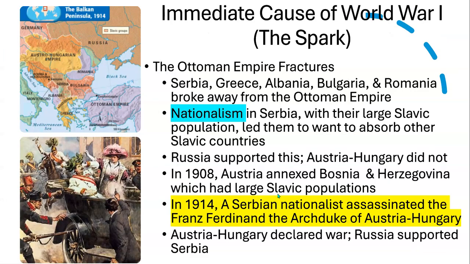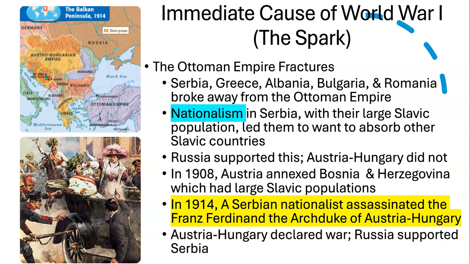Now, those were the long-term causes. What is the spark that starts the war? Well, the Ottoman Empire, which we learned about a couple units ago, is falling apart. It's a really old empire at this point. So you have nationalistic groups in different parts of the empire in southeastern Europe that are fighting for their independence, and they've achieved it. So you have Serbia, Greece, Albania, Bulgaria, and Romania that all get their independence. And you have other countries in this region as well that begin to fight for theirs too.